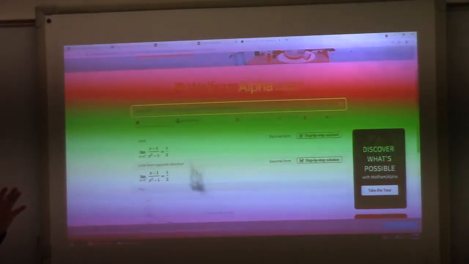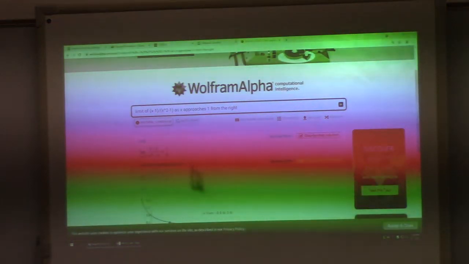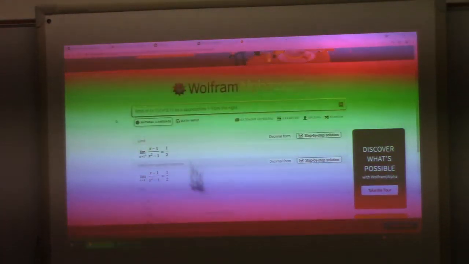When you try to use Wolfram Alpha, you're going to have to tweak. You're going to have to tinker with your wording more because you're not used to how to verbalize math. But you can check all kinds of stuff with Wolfram Alpha if you want.